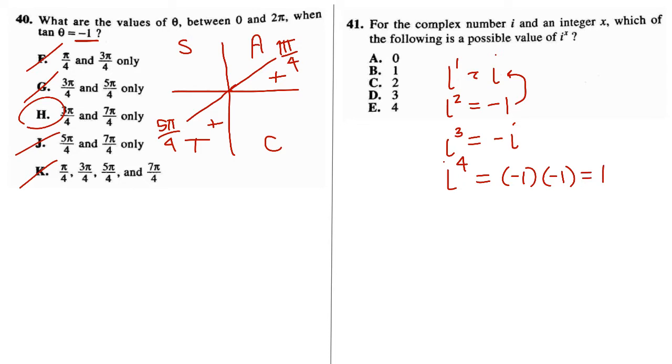So from that list, which of the ones could be a possible value for i to some power? That's positive 1, which is going to be B. All the values of i will be one of those four values. There won't be anything outside of that.